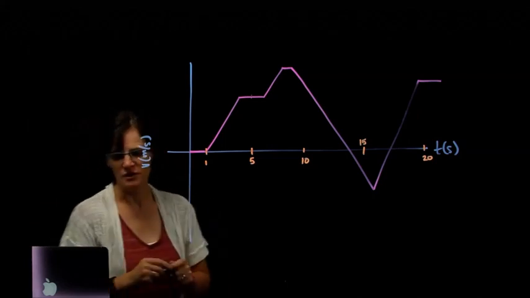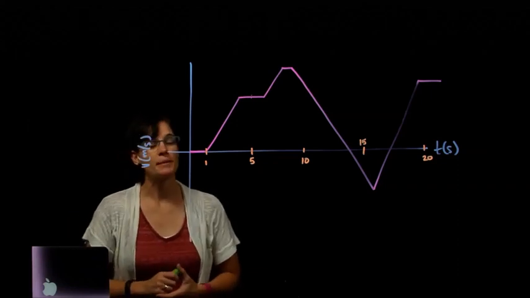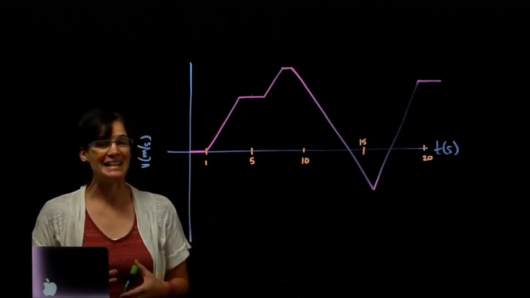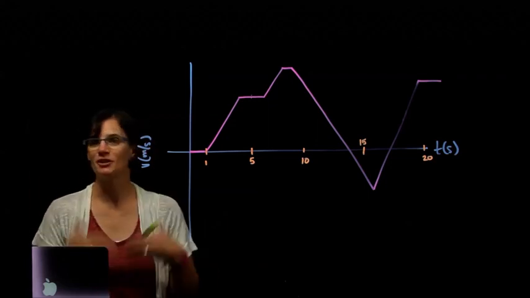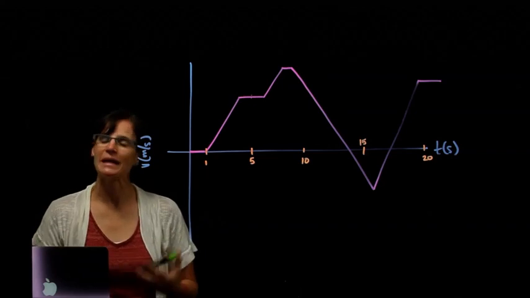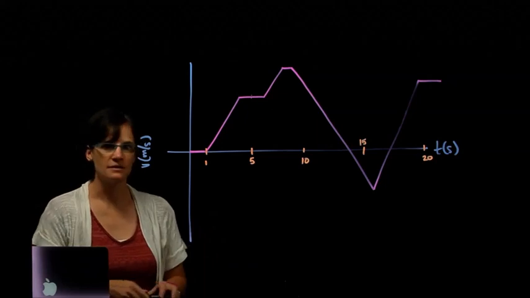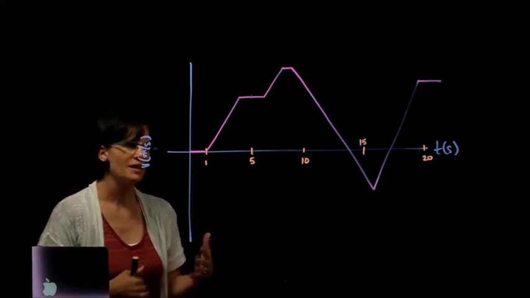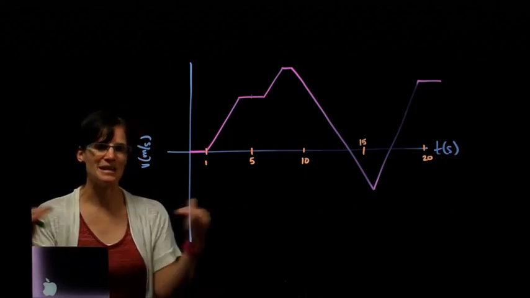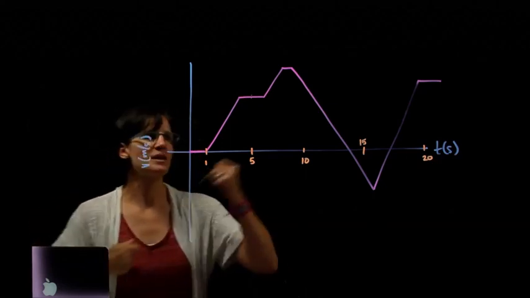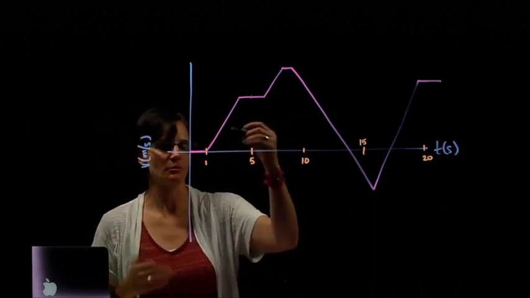The first question says, during which time is the object accelerating? Now, we need to remember that acceleration means any change in velocity. It could be a positive change, a negative change. It could be speeding up, it could be slowing down. So any change in velocity. So during what times is the velocity changing? Well, that's any time the velocity is not standing still, is not horizontal. So anytime there's a slope, a linear portion of the graph.